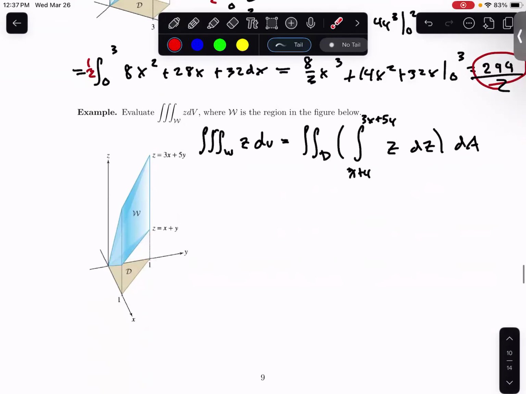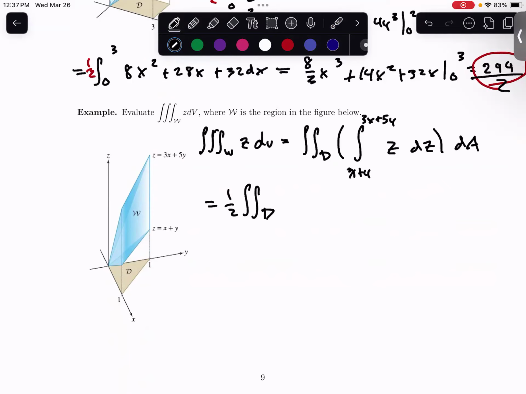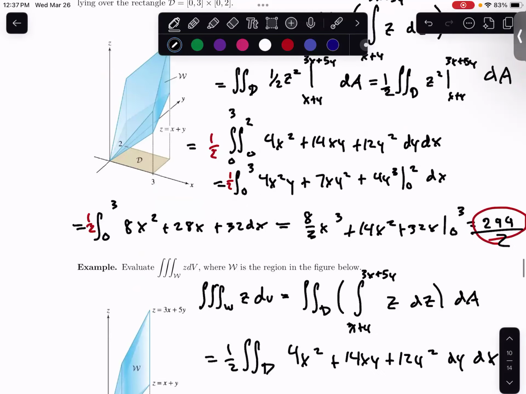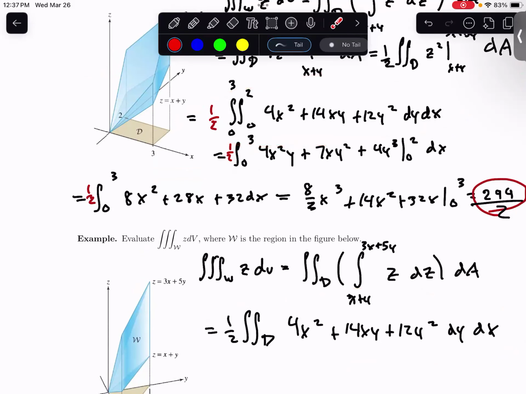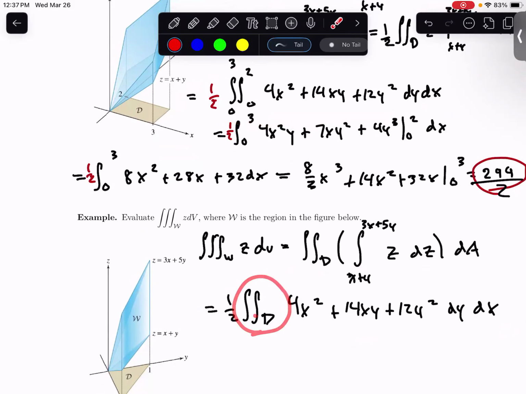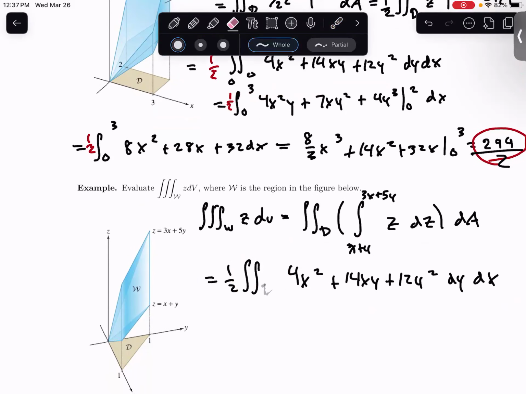So we already know that this is going to be equal to 1/2 times this double integral over D of 4x squared plus 14xy plus 12y squared dy dx, right? So it's exactly the same as what we had here. The only thing that's going to change now is the bounds that we have for this double integral. Oh, I kind of already wrote things out in terms of dy dx, but whatever. Yeah, so we need to determine what these bounds of integration are going to be.